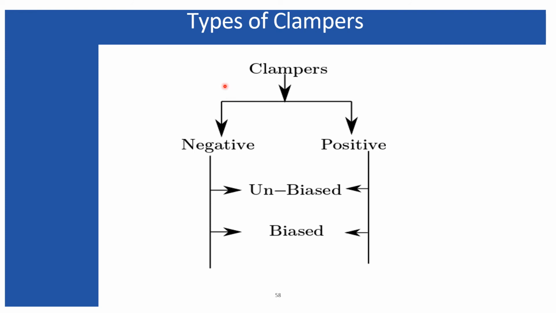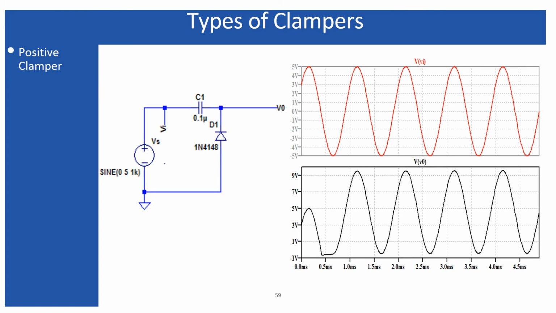The types of clampers. Similar to the clipper, the clampers are also categorized into two: the negative clamper and the positive clamper, and both of them can be biased or unbiased. So this circuit represents the positive clamper circuit. In the previous circuit we have seen the clamping operation was done over the negative half cycle, so that is why the previous circuit was called the negative clamper. In this case it is called the positive clamper because it is clamping on the positive half cycle, and this short pulse represents the transient state.